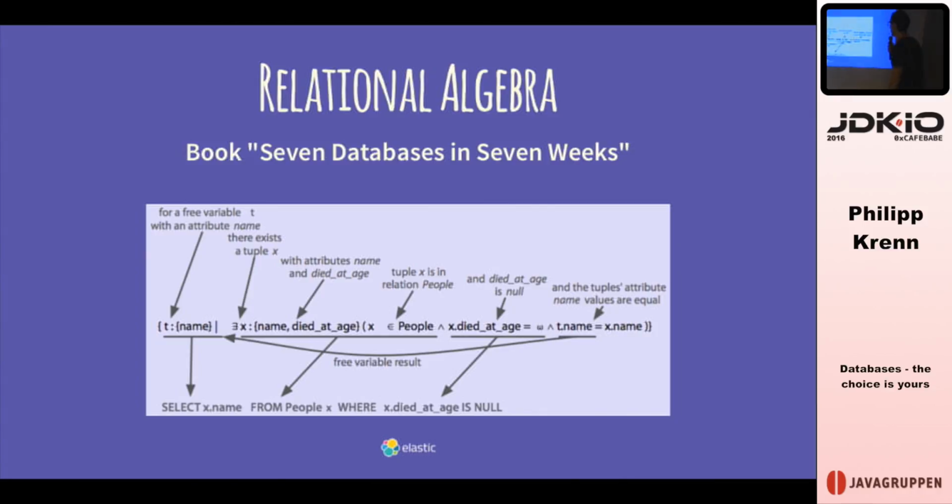And what he actually created was this line up here. And what we are now using is the SQL statement at the bottom down here. So we're basically selecting the name from all the people who have not yet died. But what is actually happening behind the scenes is you have a free variable t with an attribute name, and there exists a tuple with name and died at age, and in that tuple it is of people, and died at age is empty, and the name of that died at age and the name of that free variable from the beginning match. And this is what Codd actually defined.